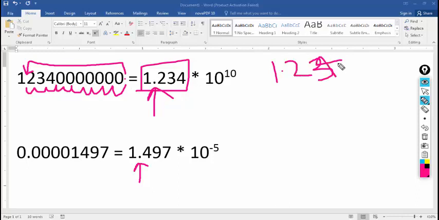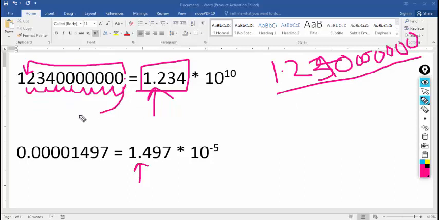1.234 and followed by 7 zeros, right? So this is the state of the number after we have moved the decimal point 10 times towards the left. But we cannot change the value of the number. That is why we need to multiply this number by 10 to the power of 10. Why to the power of 10? Because we moved the decimal point 10 times towards the left.